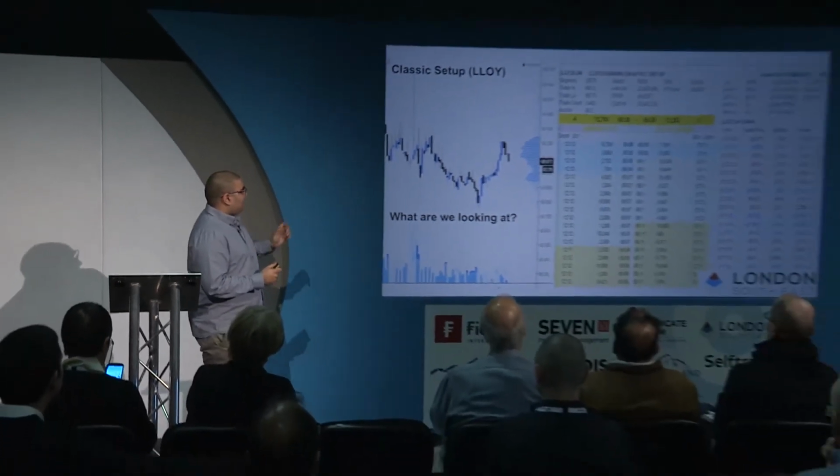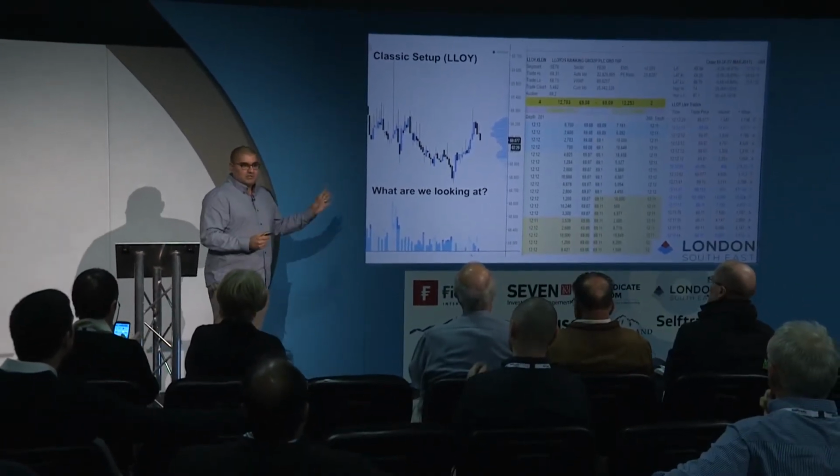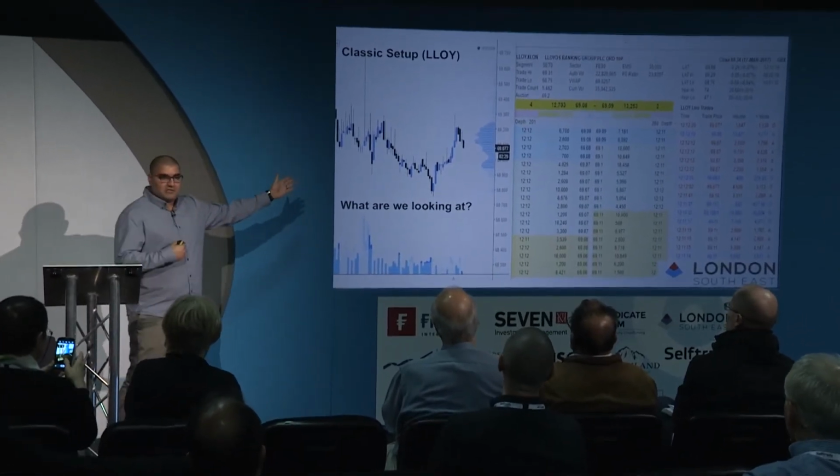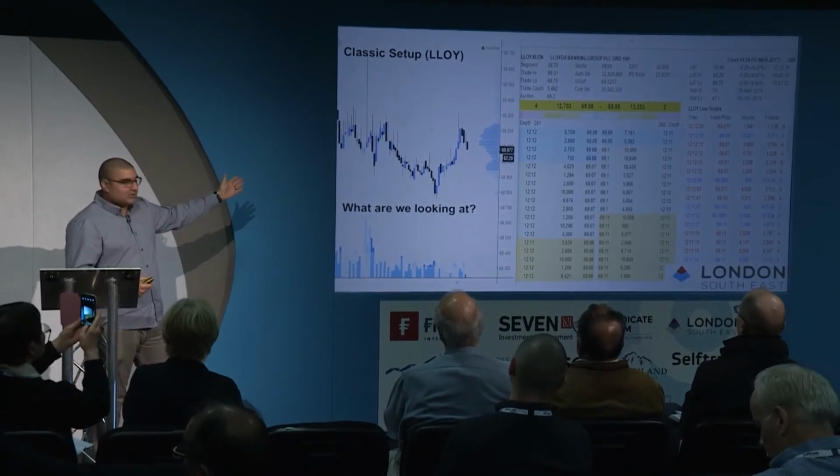So onto the charts. So this is what it looks like. So this is a classic setup for Lloyds. And what are we looking at here? So I just want to explain the chart and the level 2 data. So first of all, the chart. So this is my setup, so this is basic candlestick charts.